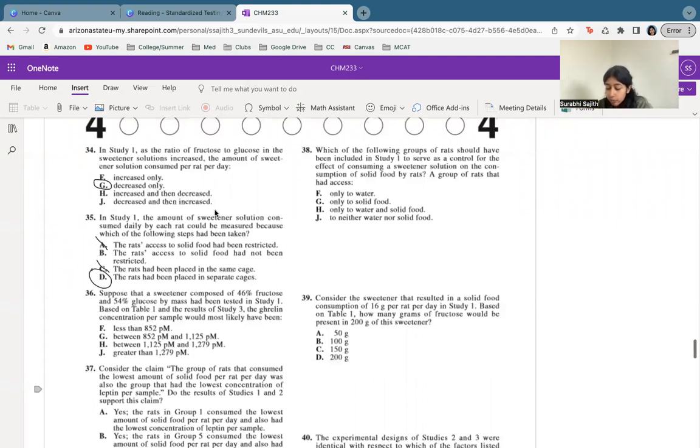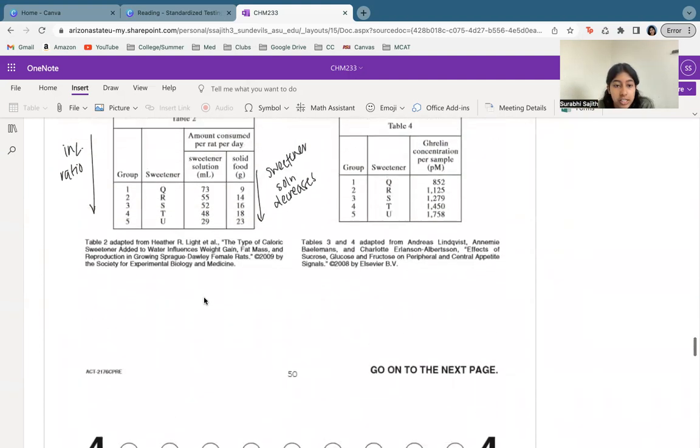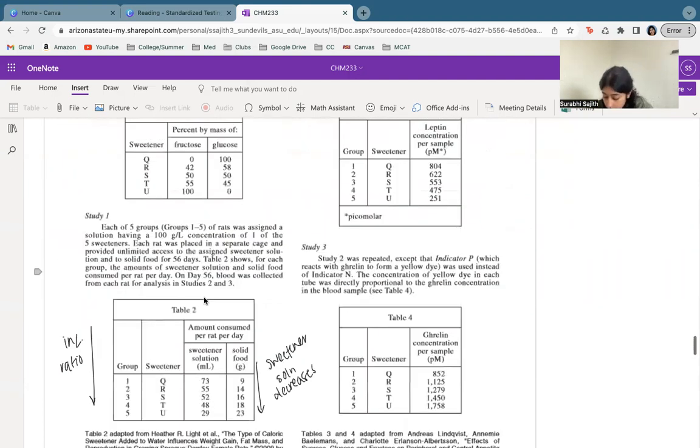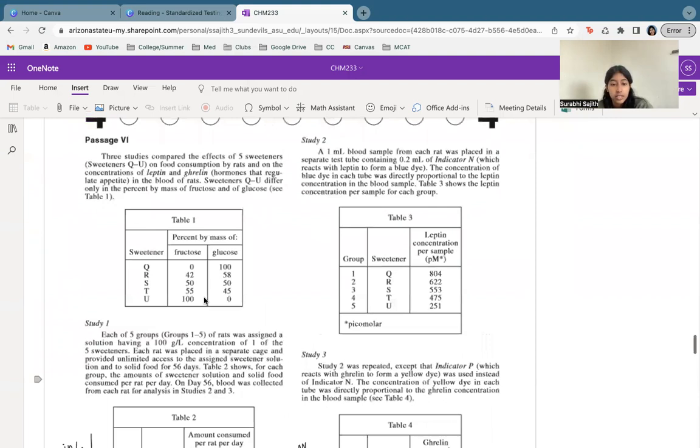Suppose that a sweetener composed of 46% fructose and 54% glucose by mass had been tested in study 1. Before I even keep reading, I want to see which of our options is going to be 46 to 54. In this case, that's going to be between R and S, right? Because R is 42 to 50, and we're looking for 46 and 54. So I'm going to take a note at the question. We're looking between R and S.